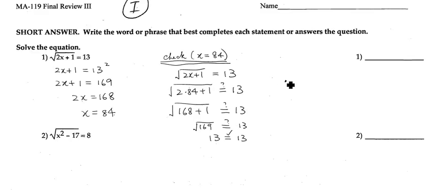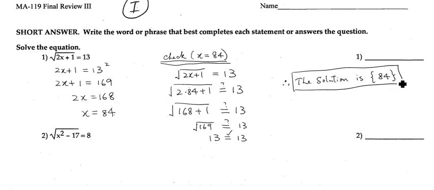So therefore, what would be the solution? The solution is 84. Now the solution is not 13. That is a very common careless mistake. The solution is 84 because I check my answer.